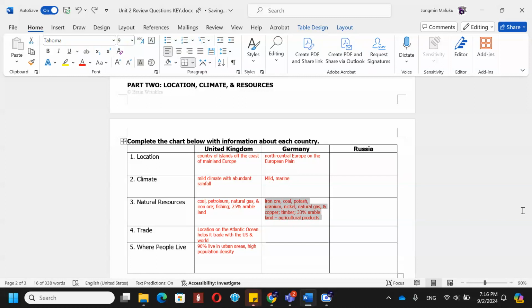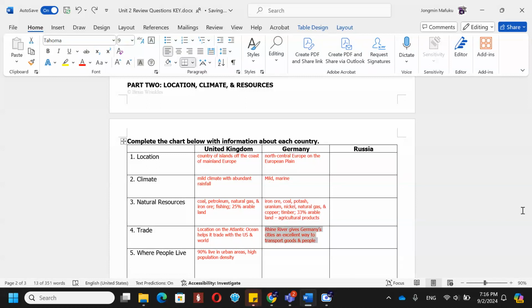A lot of their product is agricultural product. A lot of German sausage, a lot of those cows and pork, a lot of those animals come from Germany, and grains too. Trade. The Rhine River gives Germany's cities an excellent way to transport goods and people. Also, we learned that the Rhine River is used to trade goods from South Germany to North Germany, but also to Switzerland all the way to the Netherlands.